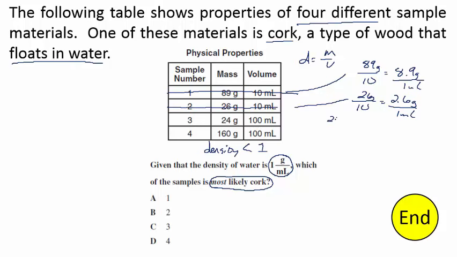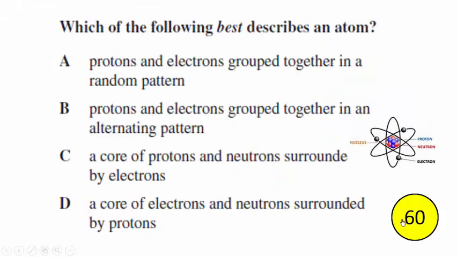24 divided by 100. So you don't have to be a math wizard to understand that this is going to give me a number of less than 1. So sample 3 is the cork in this case. It's the only one with a density calculation less than 1. Next question, 60 seconds, begin.